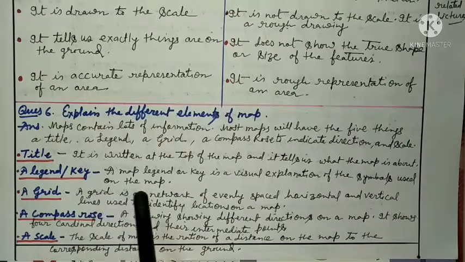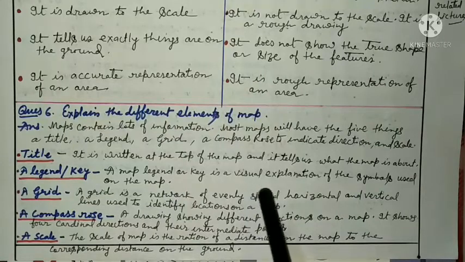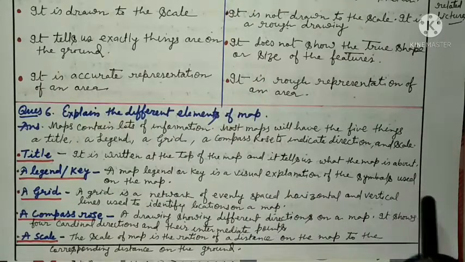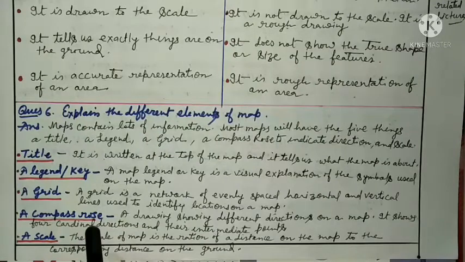Legend or key: a map legend or key is the visual explanation of the symbols used on the map. Grid: a grid is a network of evenly spaced horizontal and vertical lines used to identify location on a map. Compass rose: a drawing showing different directions on a map. It shows the four cardinal directions and their intermediate points.